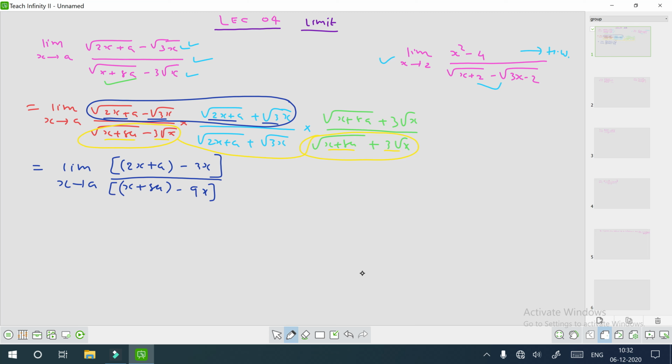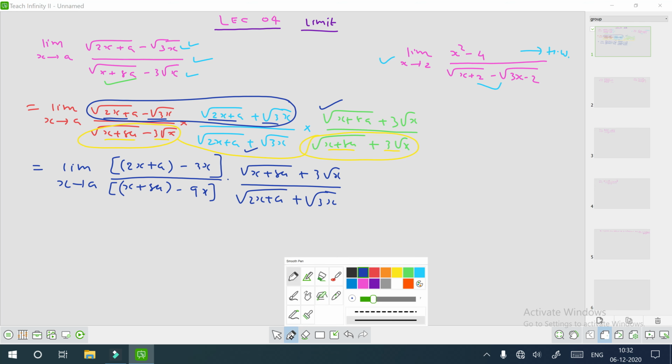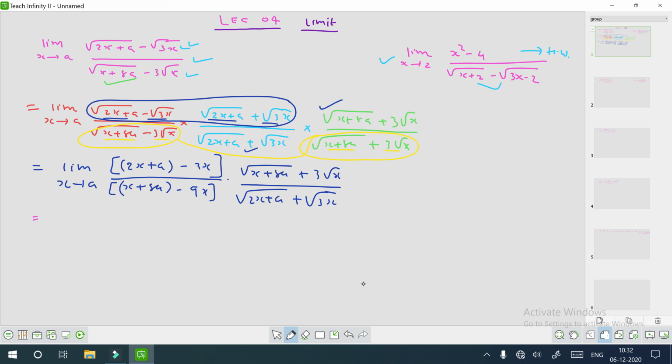Clear? Now remaining two factors, which one is remaining there? This factor as well as this factor are remaining. Put as it is, under root x plus 8a plus 3 root x over, in denominator quantity, root 2x plus a plus root 3x. Clear? On simplification, what do we get here? 2x plus a minus 3x, that is minus x plus a. And if I take minus sign common, what do we get? Minus of x minus a.